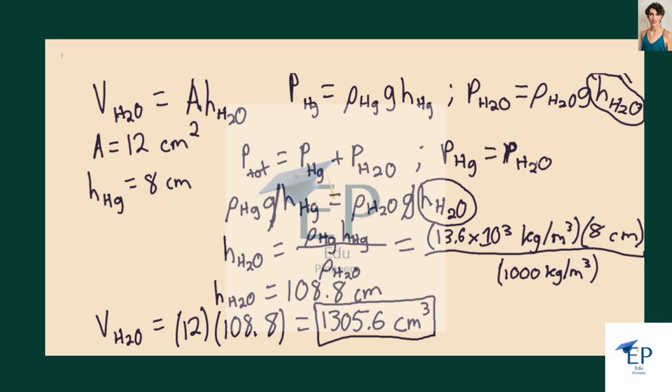So in order for the total pressure to be twice the pressure due to mercury, the pressure of the water needs to be equal to the pressure of the mercury. And in order for that to occur, a volume of 1,305.6 cubic centimeters of water must be added to this vessel.